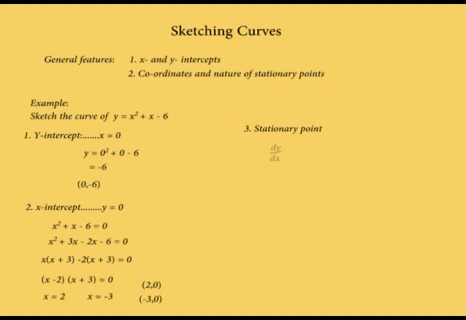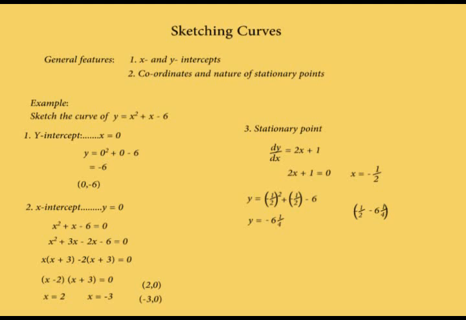Stationary point: dy over dx is equal to 0. So the gradient function for that will be 2x plus 1. 2x plus 1 is equal to 0 and x is equal to minus a half. At the stationary point, x is equal to minus a half. What will be the y coordinate? We substitute that into the equation of the curve. y is equal to minus a half squared plus minus a half minus 6. If we work that out, we get y is equal to minus 6 and a quarter. So the stationary point is at minus a half, minus 6 and 1 over 4.